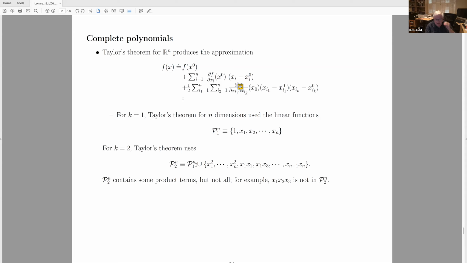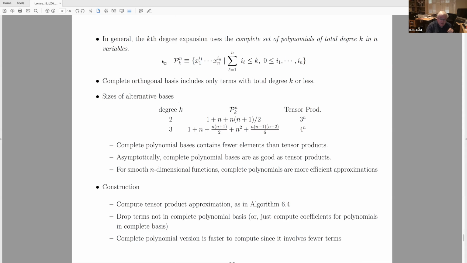So the key thing is that if you're going to do multivariate polynomial approximations, Taylor's theorem says that all you need are what we call complete polynomials. So the degree k expansion of a Taylor polynomial uses a complete set of polynomials of total degree k, which are all of the monomials such that the summation of the powers is bounded above by k.